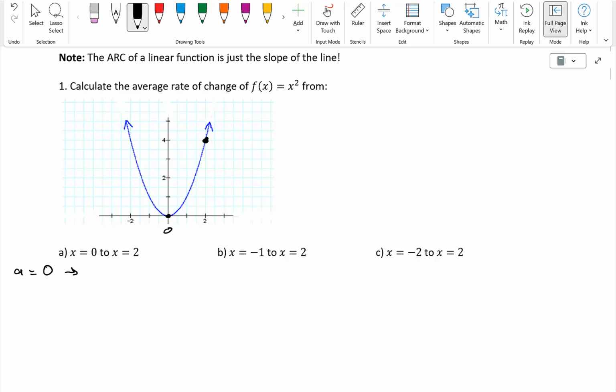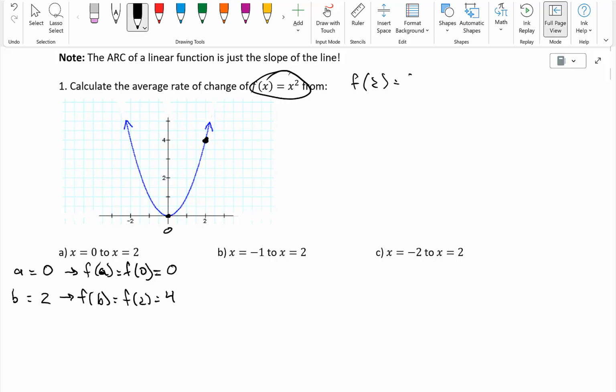a is 0. That means f(a) is just f(0), which we can see from the graph is down there at 0. And b for this one is 2. So f(b) is f(2), which we can see is 4. Or you could sub into the function, right? f(2) would be 2 squared, which is 4. So we want to know what that function is, but we also have the graph here we can read from.